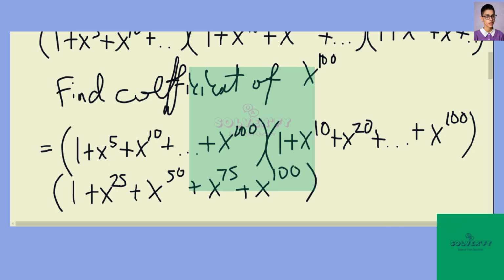And using the computer algebra system, we can expand this polynomial and find the coefficient of x to the 100th. And if we do so, we obtain that the coefficient of x to the 100th is 29.